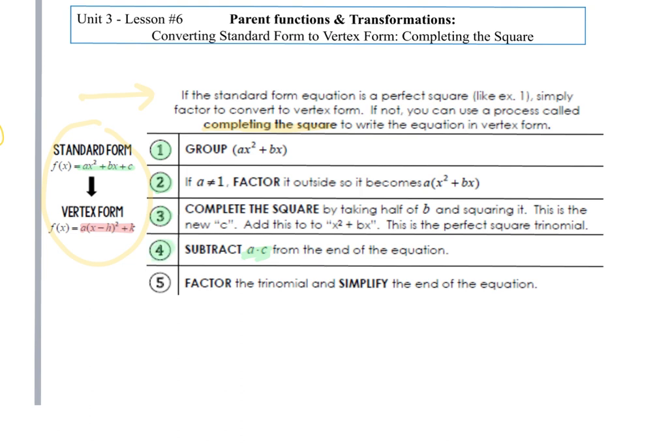So that was step 4. It gets added inside the parentheses and subtracted outside the parentheses. And step 5, we're going to factor the trinomial and simplify the end of the equation, and then it will be in vertex form. And then we will say what that vertex is. So that's what we're going to do on these next examples.